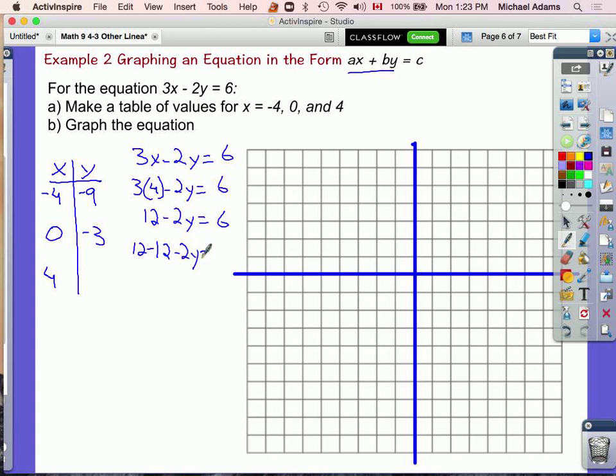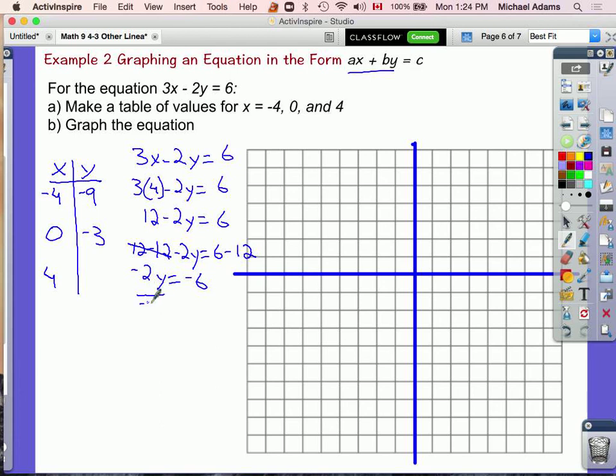I'll write out the rest of the equation. So I got 12 minus 12, and then minus 2y, and then on the other side I'm going to go 6 minus 12. So here, these will cancel out, leaves me with negative 2y on this side. And on the other side, 6 minus 12, well, that's going to leave me with negative 6. And we should remember what to do here.